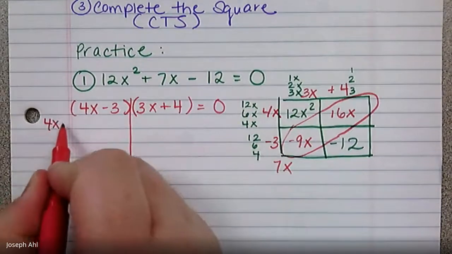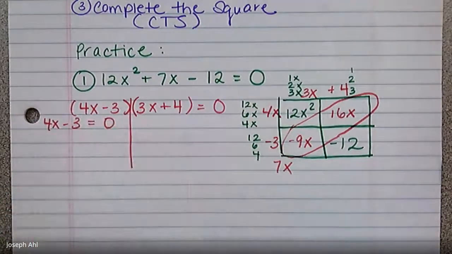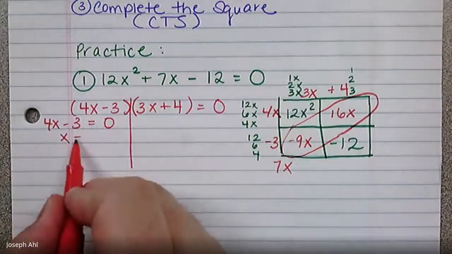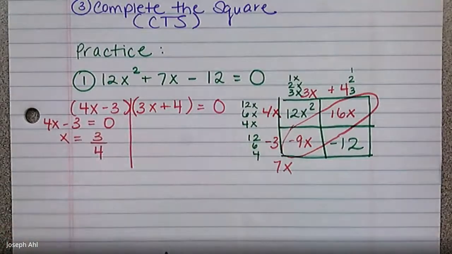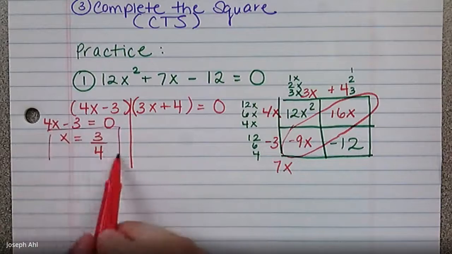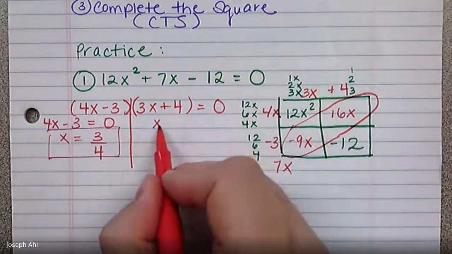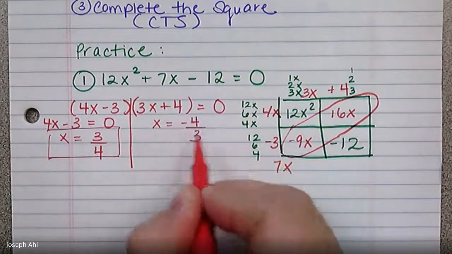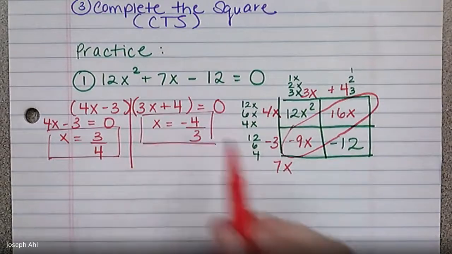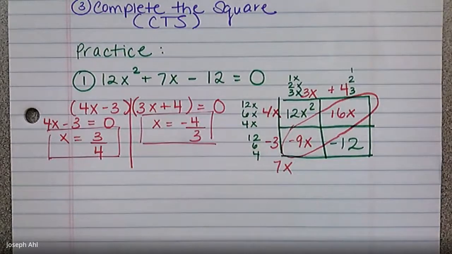All right, so from there, if I separate those factors, remember the way that we're going to solve is you're setting each side equal to 0. So when I set 4x minus 3 equal to 0, you would add 3 and divide by 4 to get x equals 3/4. There's one solution. Over here, we would subtract 4 and divide by 3 to get x equals -4/3. So my two solutions, and what do these represent?